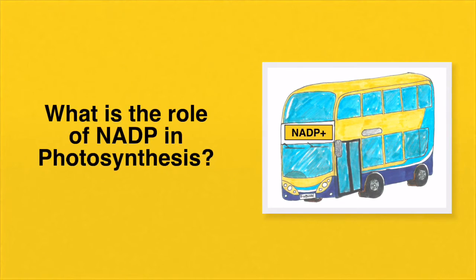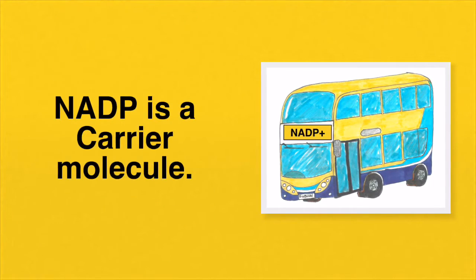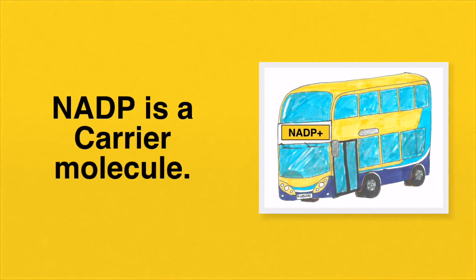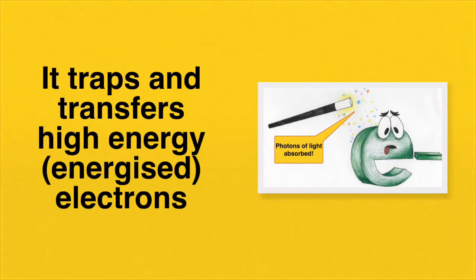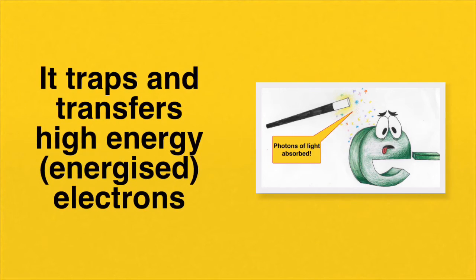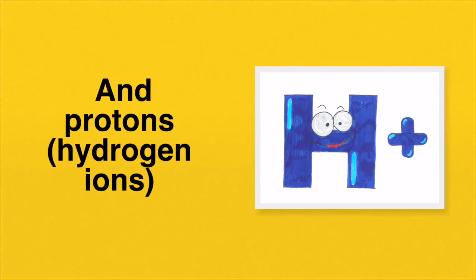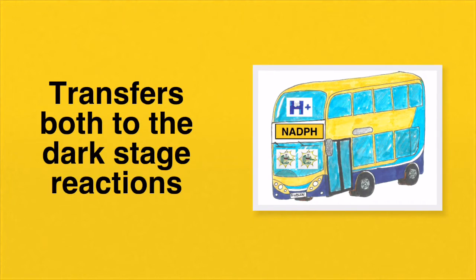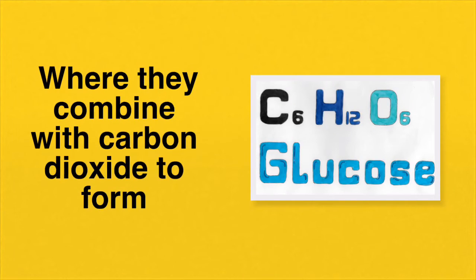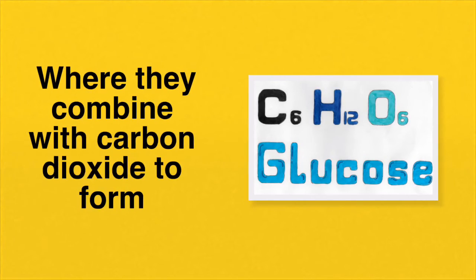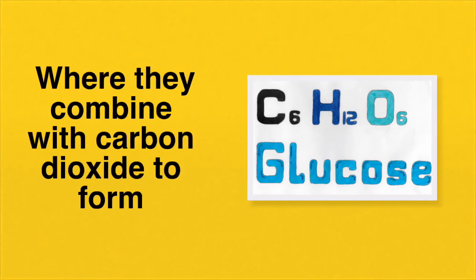What is the role of NADP in photosynthesis? We usually encounter NADP as NADP+, the oxidized version of the molecule. It's a carrier molecule. It traps and transfers high energy electrons, or energized electrons, and protons, which are hydrogen ions, 1 per molecule, and it transfers those electrons and the proton to the dark stage reactions. The electrons and the proton are transferred to the reactions of the dark stage. Here they combine with carbon dioxide to form that carbohydrate, glucose.